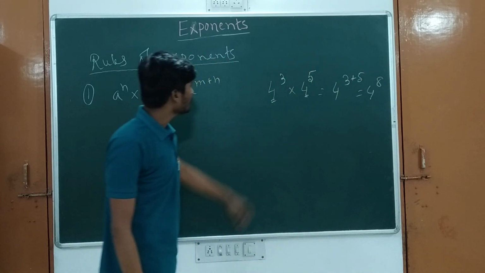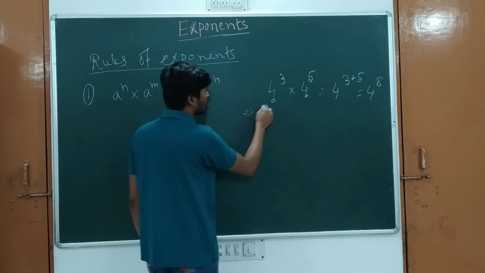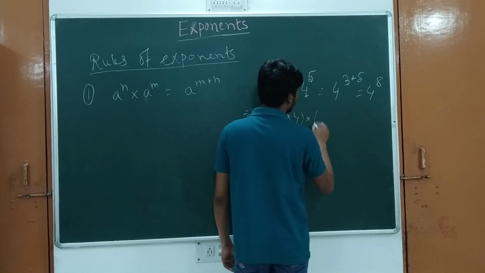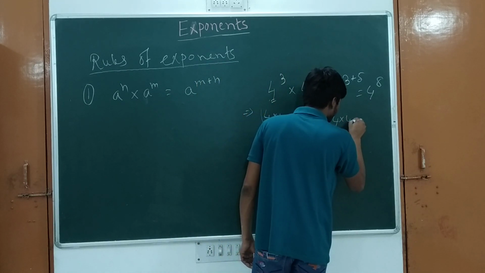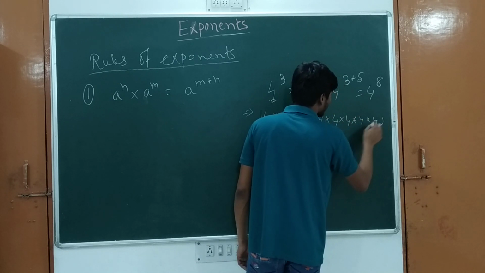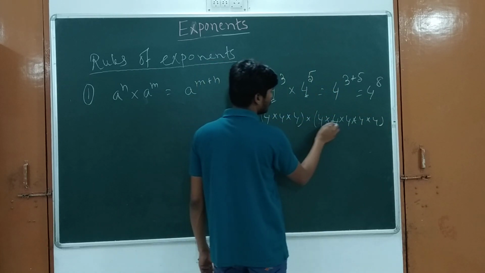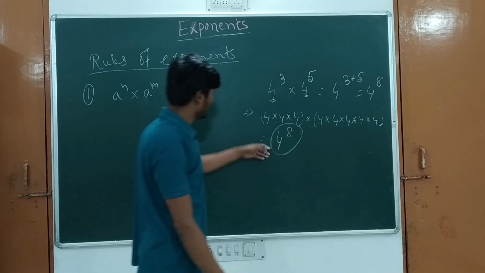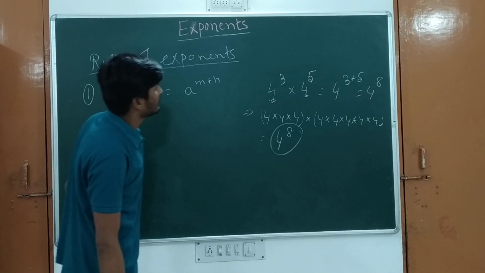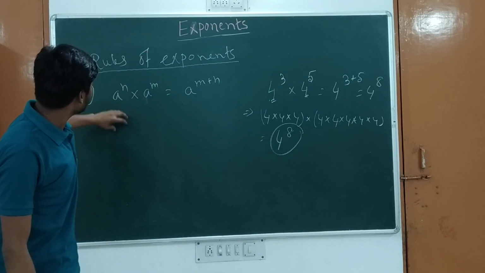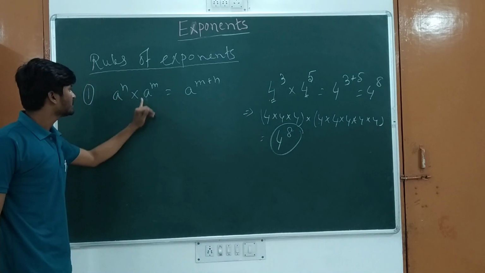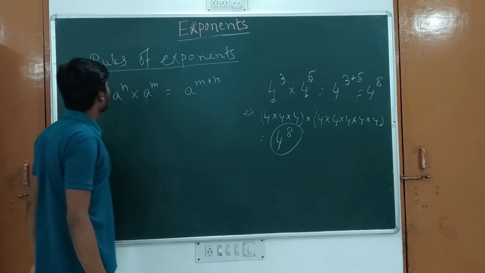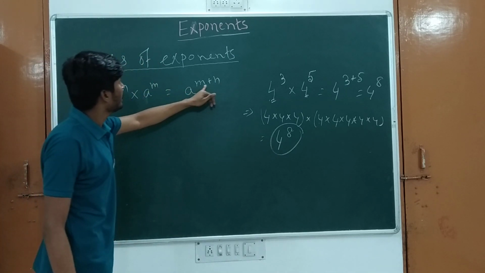Now, how are we getting this? We can easily check it. 4 to the power 3 means 4 three times into 4 five times. Now total how many times? 1, 2, 3, 4, 5, 6, 7, 8. 4, 8 times, that is 4 to the power 8. This is the definition of exponents. Similarly, a written m times into a written n times gives m plus n times in total, so a to the power m into a to the power n is a to the power m plus n.